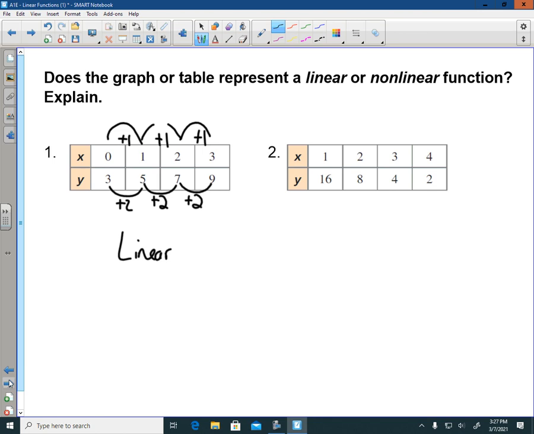Now let's take a look at number 2. X goes up by 1, x goes up by 1, x goes up by 1, okay. But what about the y's? In order to go from 16 to 8, we had to subtract 8. In order to go from 8 to 4, we had to subtract 4. Uh-oh. In order to go from 4 to 2, we had to subtract 2. And because this y change is different every time, this is nonlinear. And that's how you can tell.